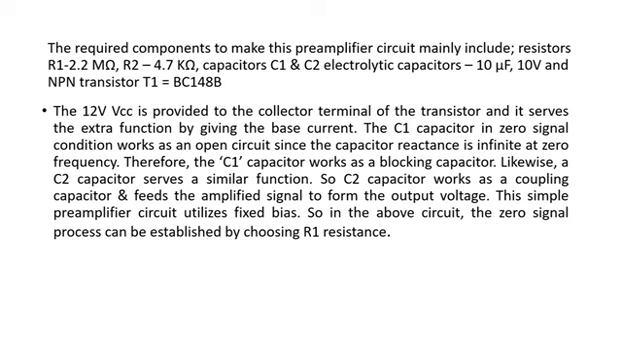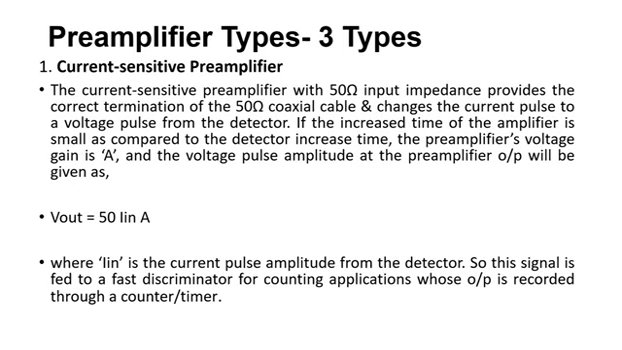Next, similarly, we have another capacitor called C2. The function is similar, but this capacitor C2 will work as a coupling capacitor and feeds the amplified signal to form the output voltage. The simple preamplifier circuit utilizes the fixed bias circuit. Here we are not using a potential divider bias. Here we are using a fixed bias, so that the zero signal process can be established by choosing the resistance R1. This is how we design the preamplifier for its working action.